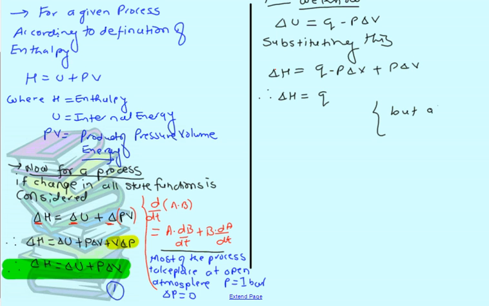But at constant pressure, because this reaction was taking place at constant pressure, Q equals QP. Therefore, delta H equals QP. Am I right? Are you following this? This is what we wanted to derive.